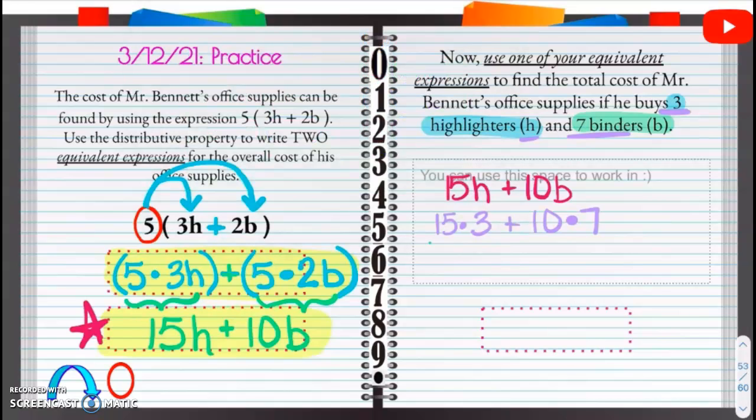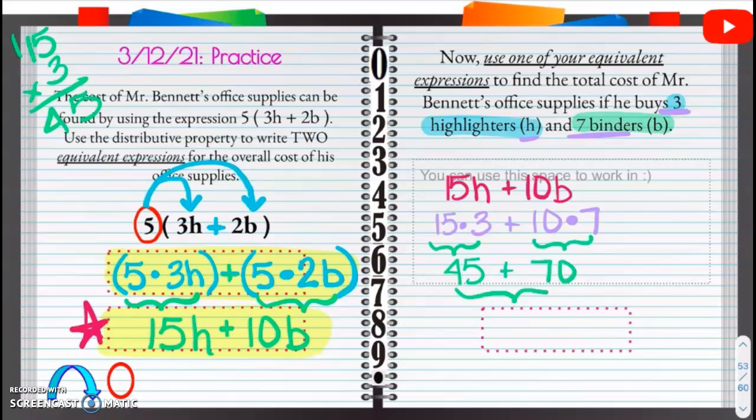Now I know that 15 times 3, well, if we don't know, we can absolutely do it off to the side. 15 times 3. 3 times 5 is 15. 3 times 1 is 3 plus 1 is 4. So we get 45. Keep that plus. 10 times 7. Ooh, I know that's 70. Now guess what? We're going to add them. So 45 plus 70.